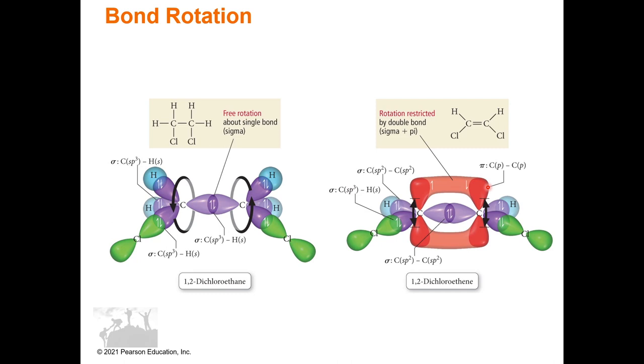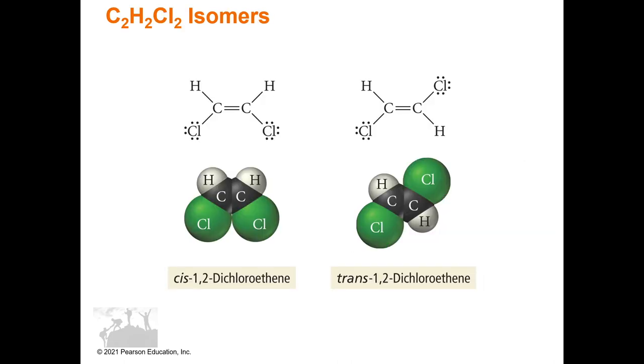But if there is a pi bond, there would be no rotation whatsoever. The pi bond would restrict the rotation. The only way for this bond to rotate is if the pi bond was broken. Now, if you break the pi bond, then we're going to have a completely different chemical. Here we have two different forms of 1,2-dichloroethene. We have the cis version and the trans version.